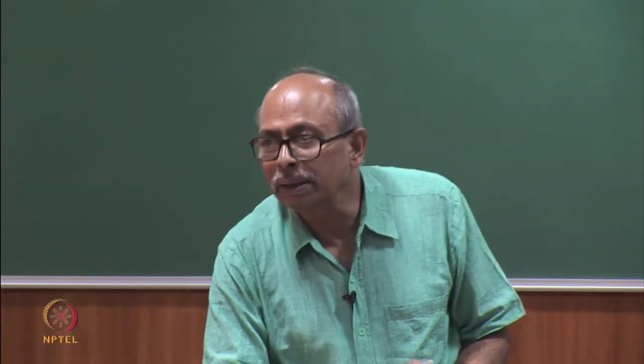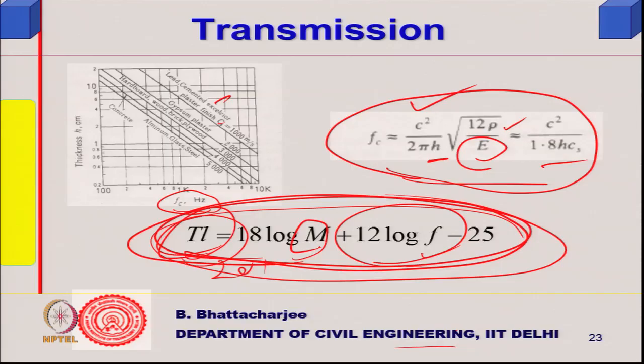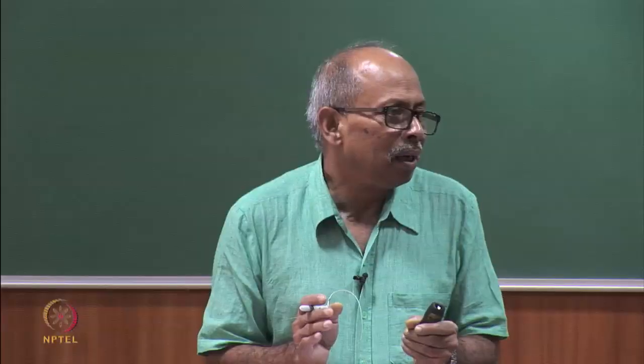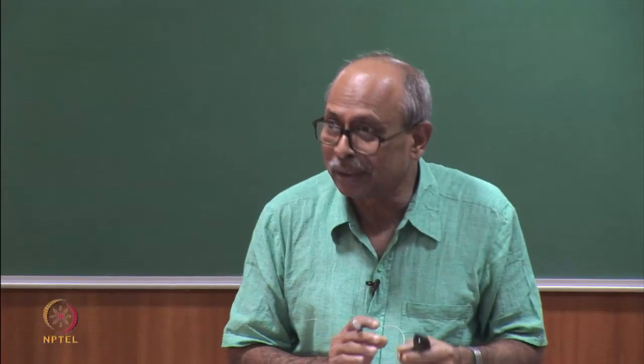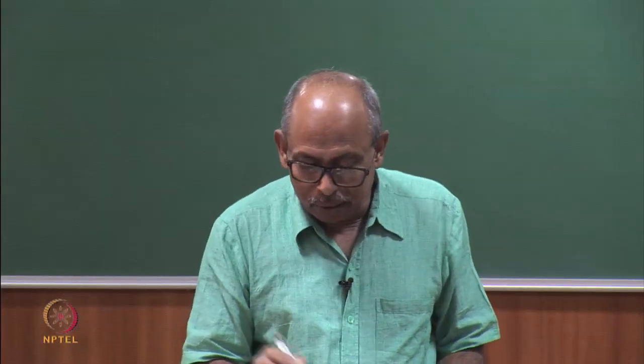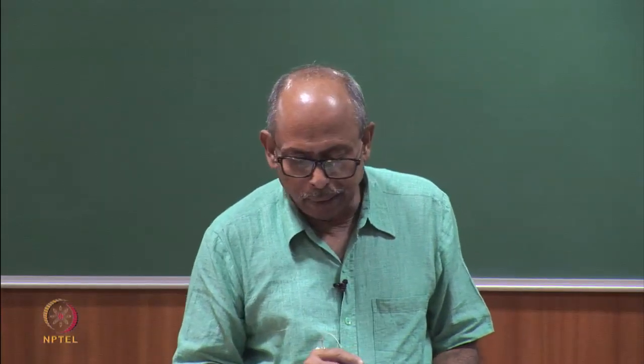If you double the mass, so you increase m by twice, your transmission loss will increase by 18 log 2. Log 2 is 0.3, so about 6 dB, slightly less, 5 point something dB. So if you double the mass, it will be about a 5-6 dB reduction. A 5-6 dB reduction is quite significant because of intensity. So you can use this in design.